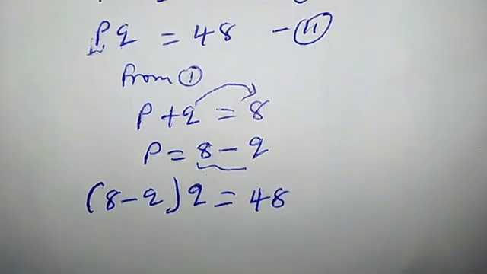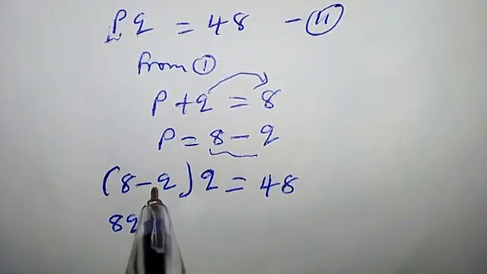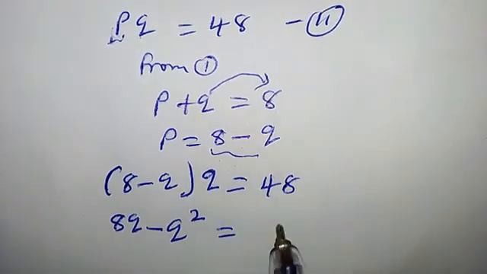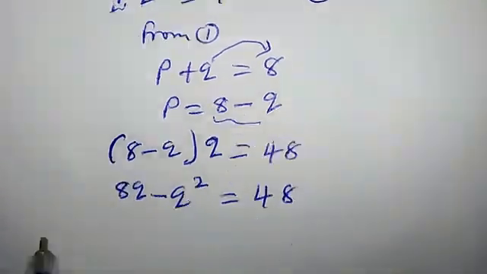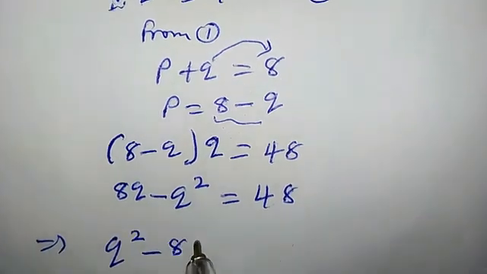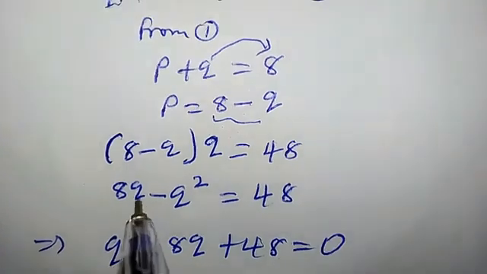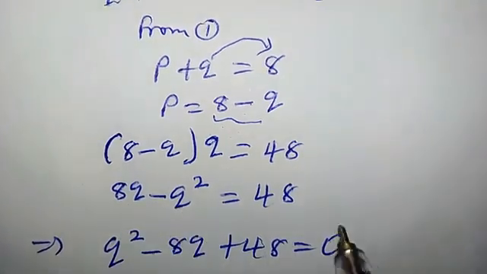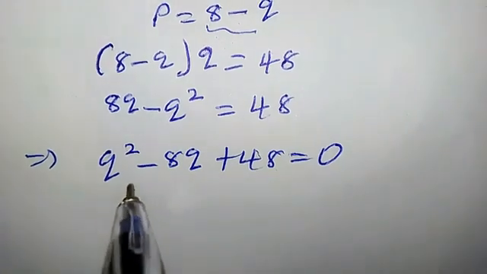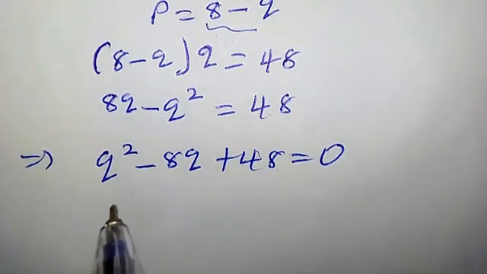So let's proceed further. 8 times Q, that is 8Q, minus Q times Q, that is negative Q squared, equal to 48. This implies that Q squared minus 8Q plus 48 equal to 0, when we transfer each of these to the right side. You will observe that this quadratic equation, we can solve it using the quadratic formula.